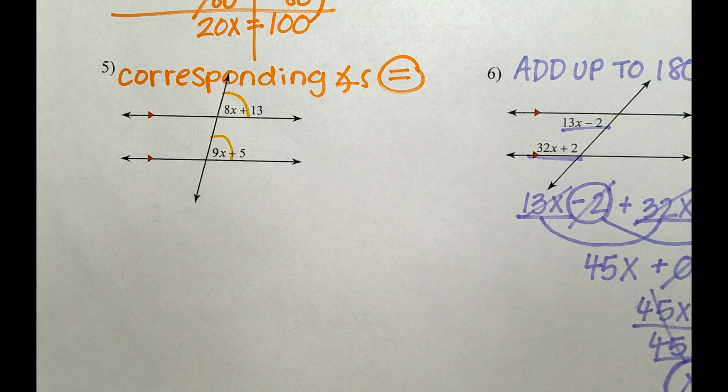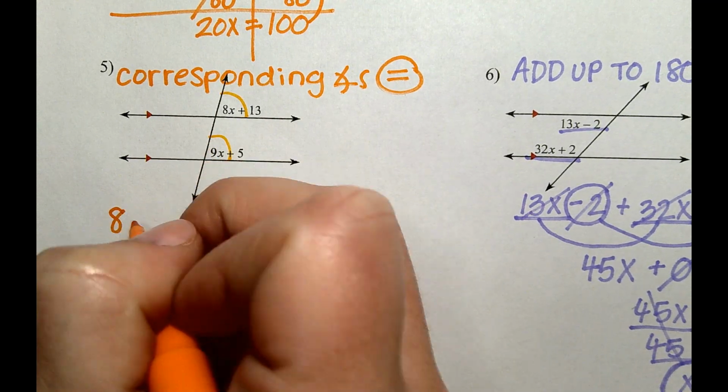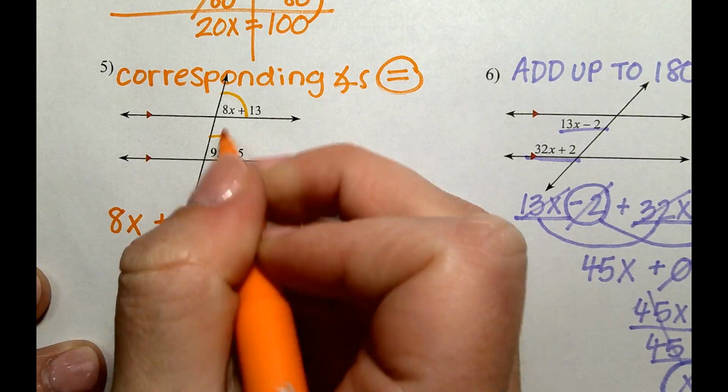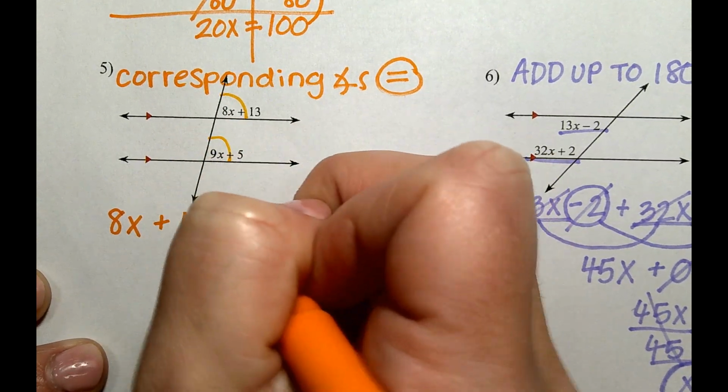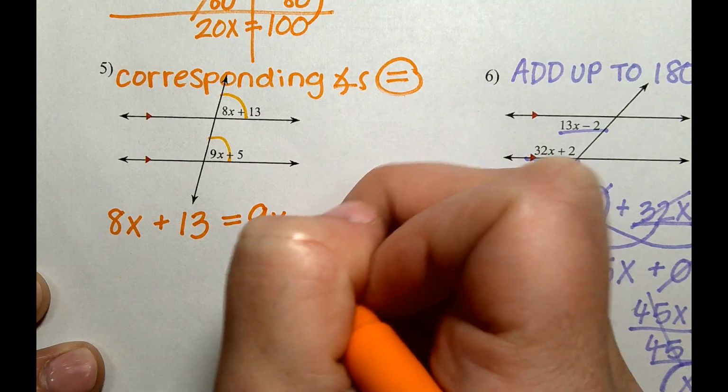So what equation could I write knowing that these two values are equal to each other? 8x plus 13 equals 9x plus 5. Perfect. 8x plus 13 is equal to 9x plus 5.